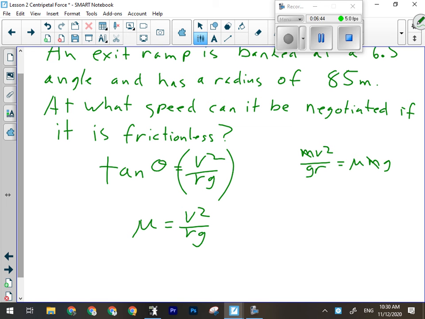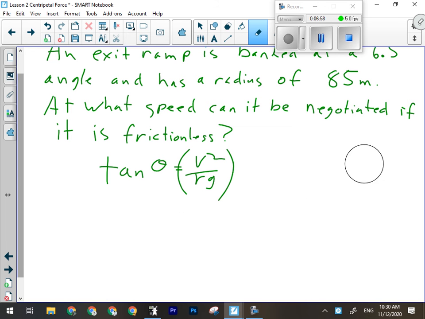Okay, so it doesn't matter what kind of curve I'm taking. Either the coefficient of friction is dependent on speed, radius, and gravity, or the angle of bank is dependent on speed, radius, and gravity. That's kind of how all of those work. For a banked curve, though, that's the kind we're dealing with right now, this is the formula we have: v squared over r times g, and we're looking for v.